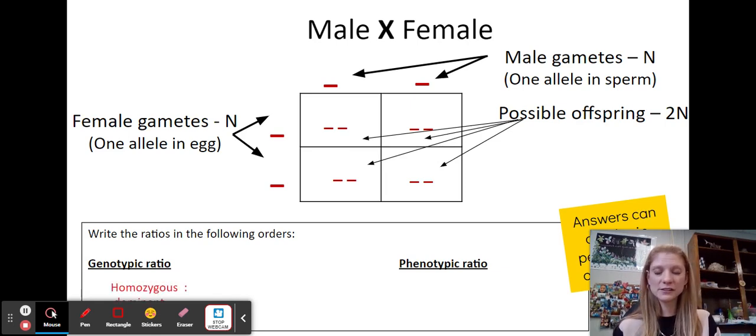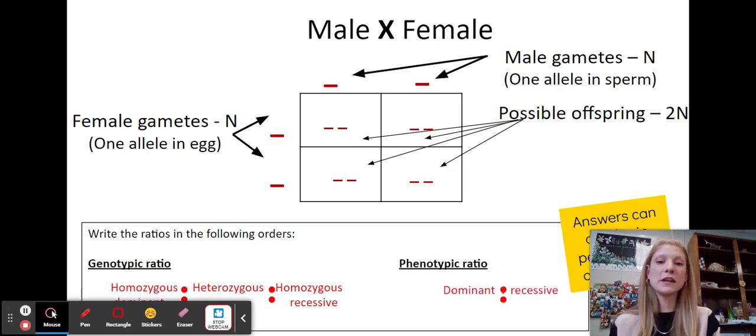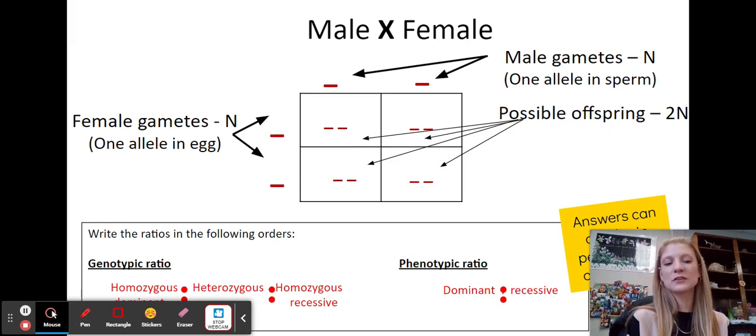So it's a comparison of homozygous dominant to heterozygous compared to homozygous recessive. So that'll show you how many of the offspring will exhibit each genotype. For phenotypic ratio, you're simply comparing the dominant to the recessive. So both forms of the gene. How often do we see that dominant form? How often do we see the recessive form? So we compare it. How many of the 4 are dominant? How many of the 4 express that recessive form?